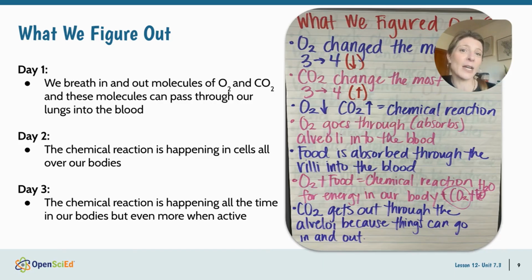So let me summarize what we figured out by day. On day 1, we figured out that molecules of oxygen and carbon dioxide pass through our lungs and into our blood. On day 2, we realized that the chemical reaction is happening in cells all over our bodies. And on day 3, we conclude that the reaction happens all the time, but speeds up significantly when we're active. Let's dig into some key moments.